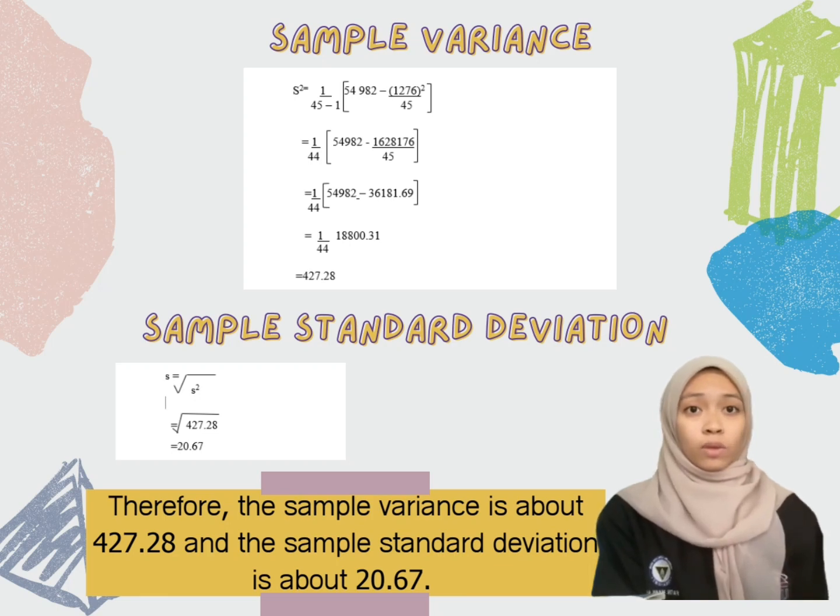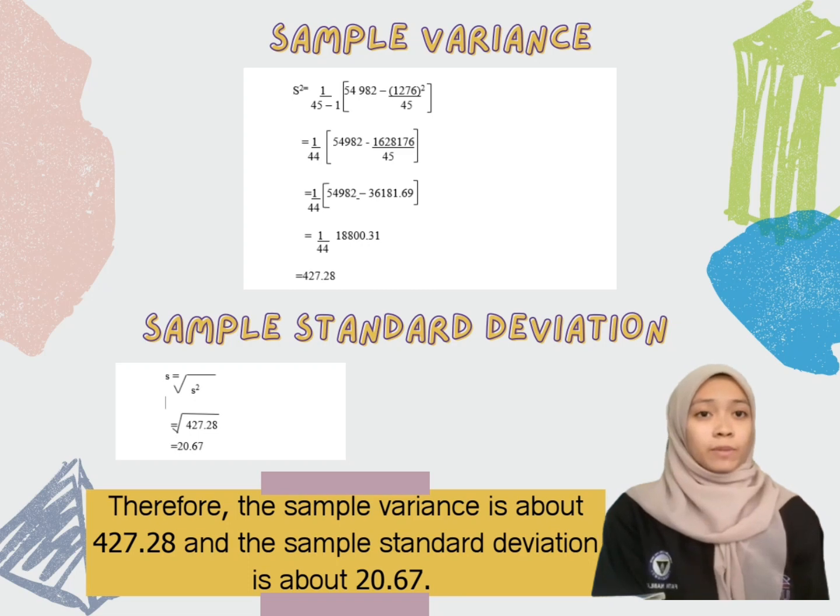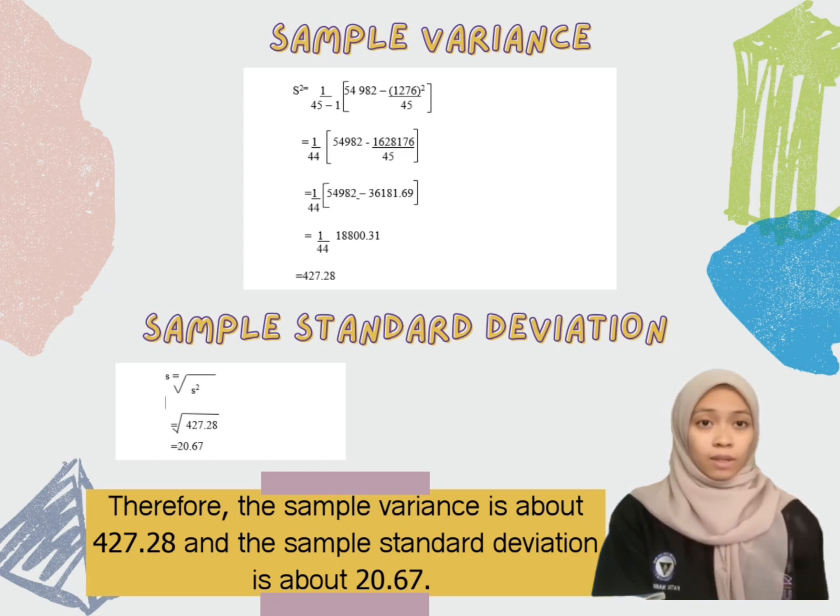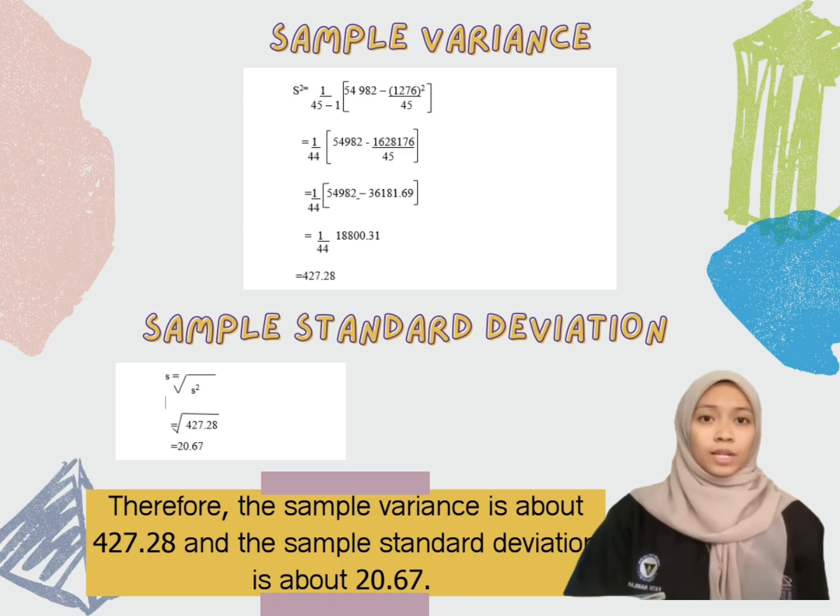And then, after we calculate all the numbers, we got 427.28. After the sample variance, we must find the standard deviation. The formula of standard deviation is S equals the square root of S squared. After that, we take the sample variance answer, which is 427.28, and square root it, and we will get 20.67 for the answer. Therefore, the sample variance is about 427.28 and the sample standard deviation is about 20.67.